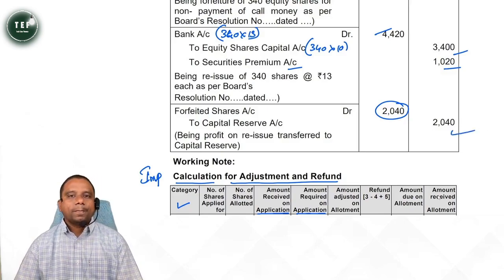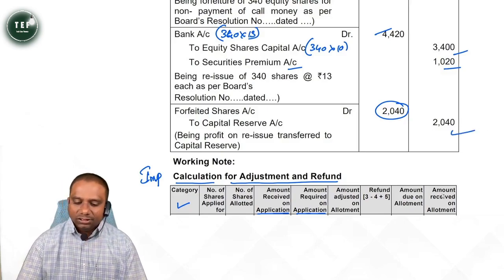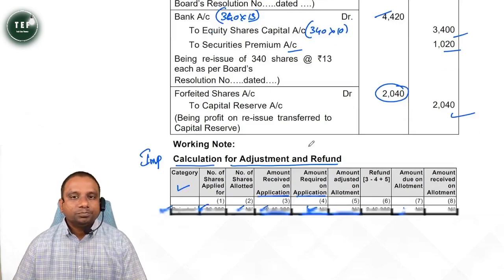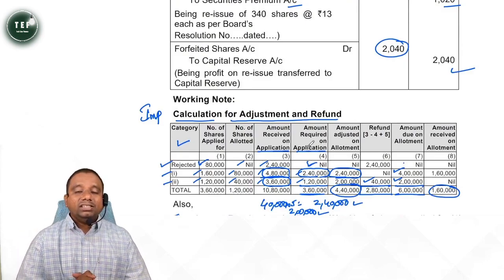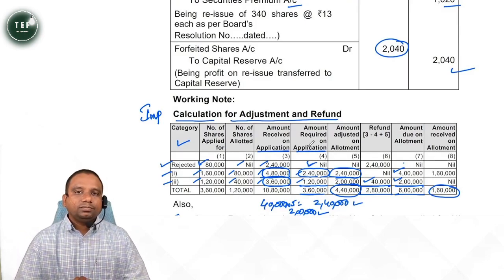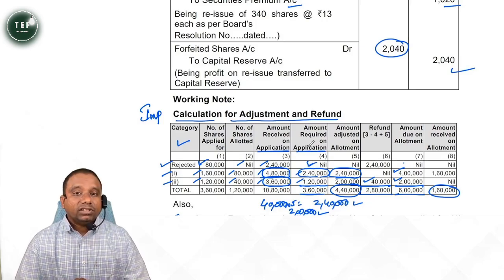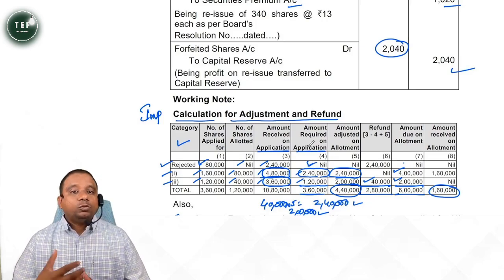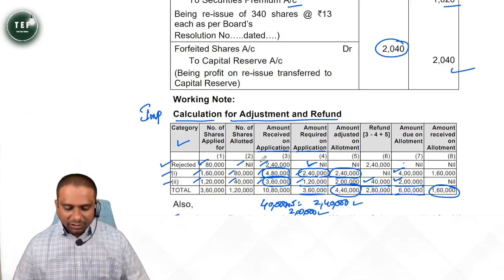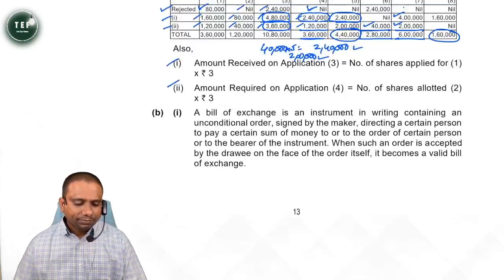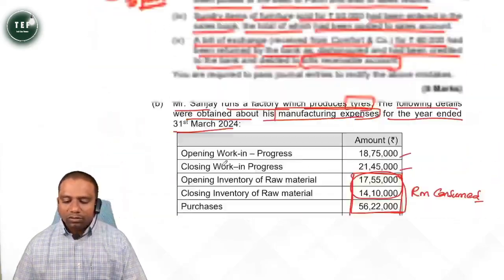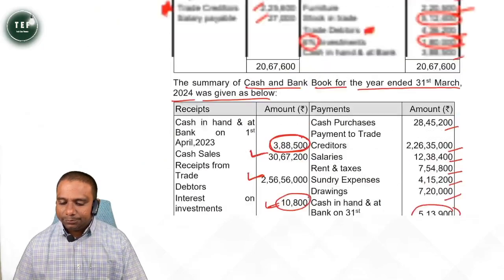Observe carefully. That's it. This is our problem, students. But solving the same problem in the examination condition takes some time. Yes or no? So you have to practice very well. That's it. This is our MTP Series 2 January 2025 attempt, students.